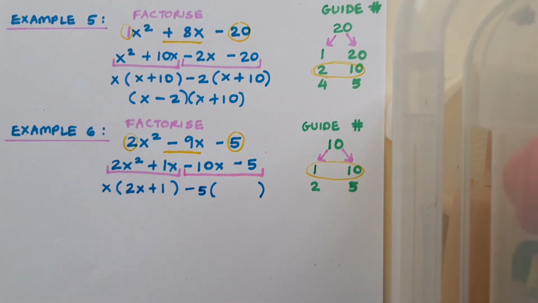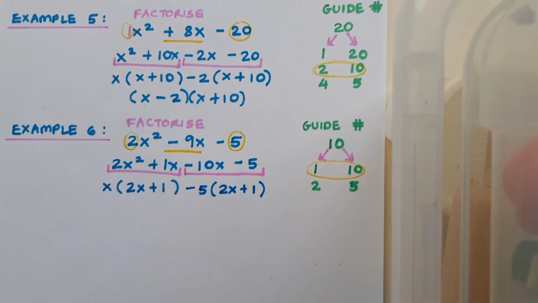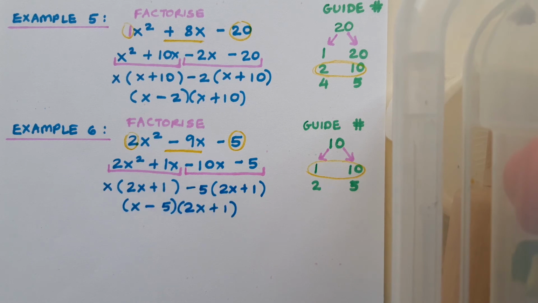Well, I can factorise out negative 5. That'll give me 2x plus 1. And I can just double check if I'm not 100% certain if I'm right or not. Minus 5 by 2x is minus 10x. Minus 5 by 1 is minus 5. So I know I'm definitely correct. And now how should my final line look? Well, the final line is x minus 5 times 2x plus 1.